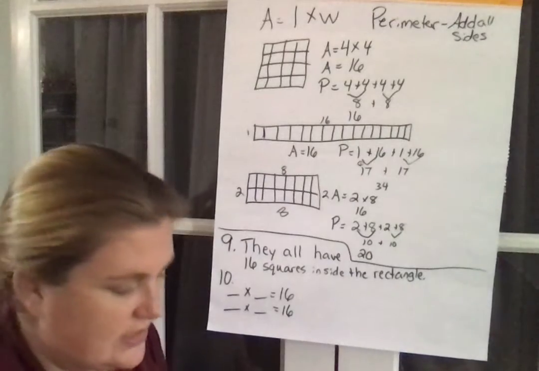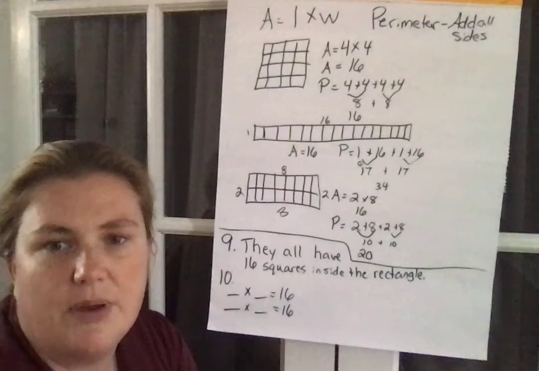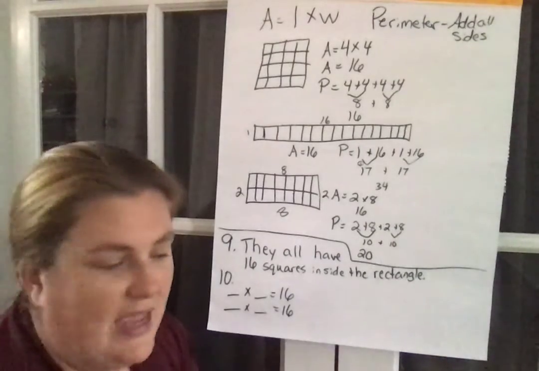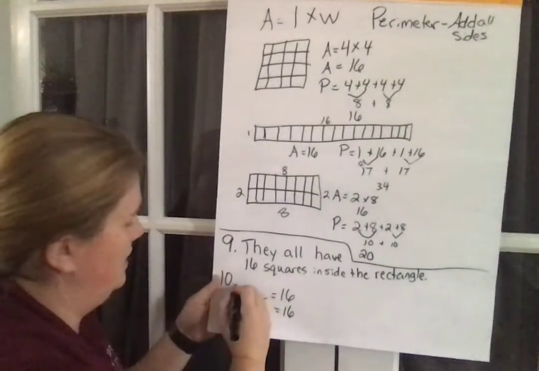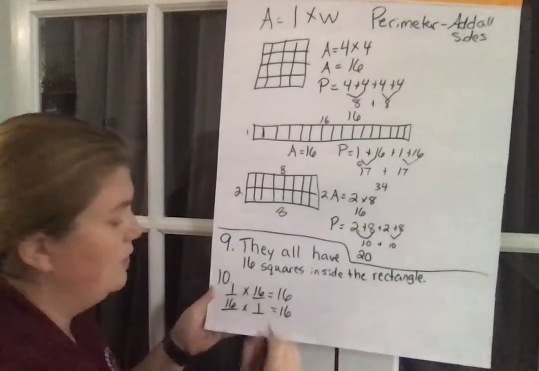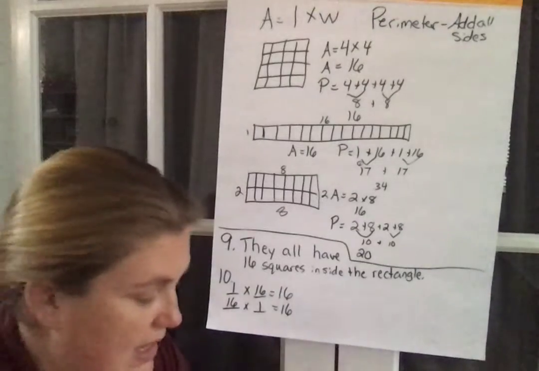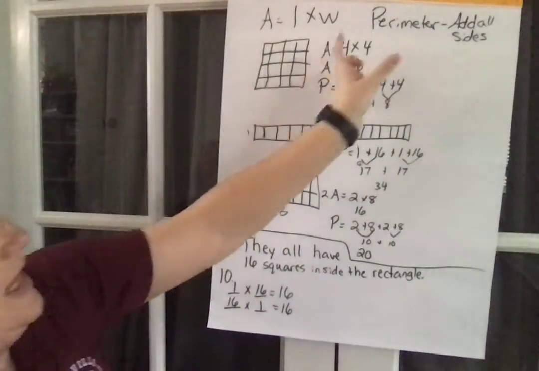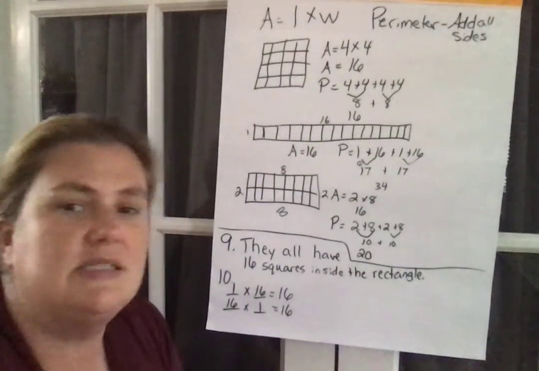So let's start with our 0 facts. Can I get 16 using 0? No. All right, let's go to our 1 facts. Can I get a 16 using a 1? Yes. 1 times 16 is 16, or 16 times 1 is 16. So we could draw a 1 by 16 rectangle like this one, or we could turn it and stack it going this way, couldn't we? And have 16 by 1.